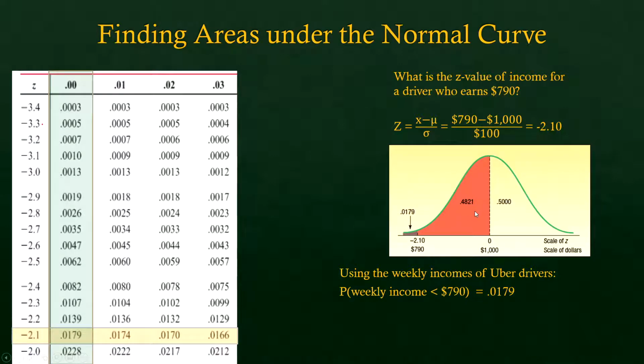So 98.21% of Uber drivers make more than $790. The probability of an individual making more than 790 is 0.9821. The probability of an Uber driver making less than 790 is 0.0179.